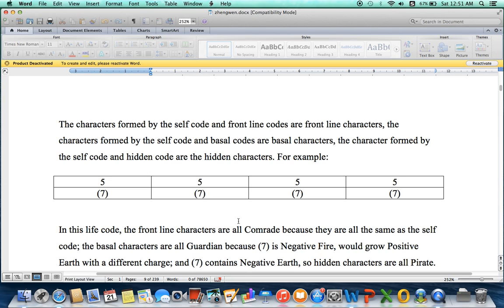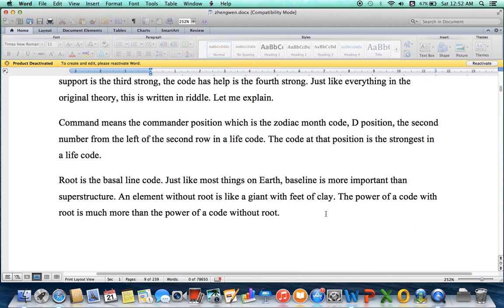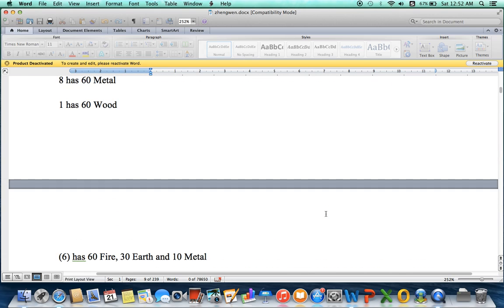So if you have the strengthening element stronger, then weakening character. If you have the weakening character in the front line, then you should describe it in the good way. And this is how to do a fortune telling.